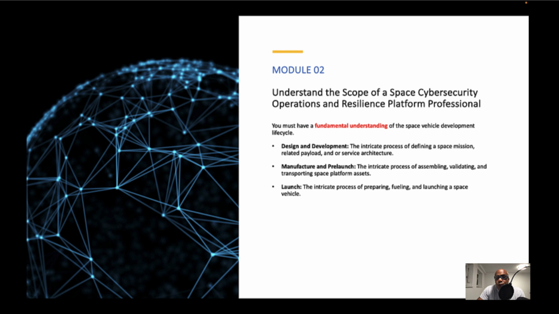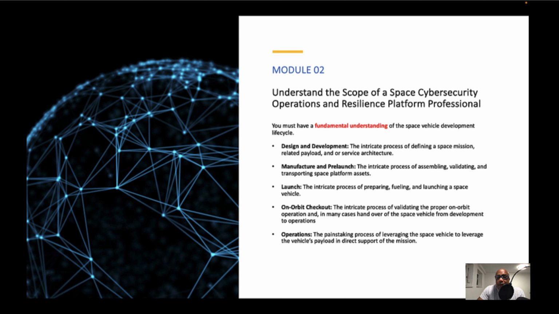Launch, the intricate process of preparing, fueling, and launching a space vehicle. On-orbit checkout, the intricate process of validating the proper on-orbit operation and, in many cases, handover of the space vehicle from development to operations.